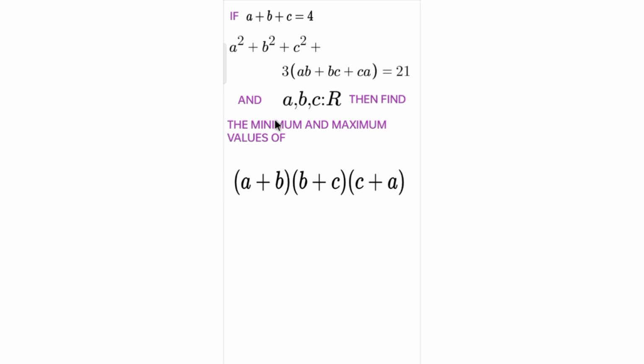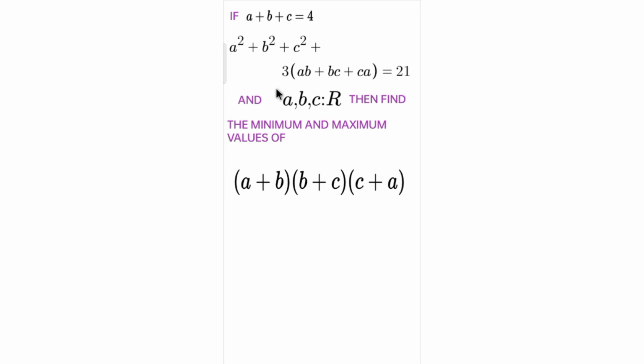So then we need to find the minimum and maximum values of a plus b into b plus c into c plus a. Usually conditions are limited to only one variable, taking one variable at once, but here we have two variables and multiplying them. So it's a somewhat tough question, because we don't get an instant logic.